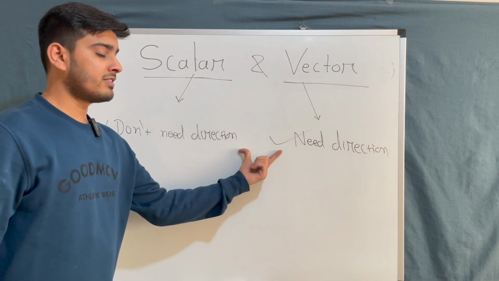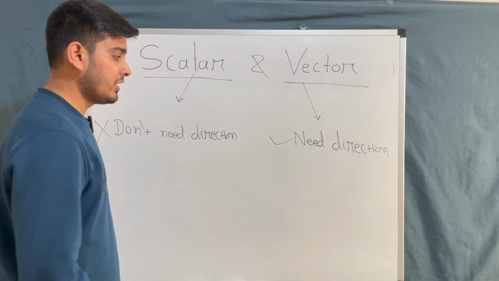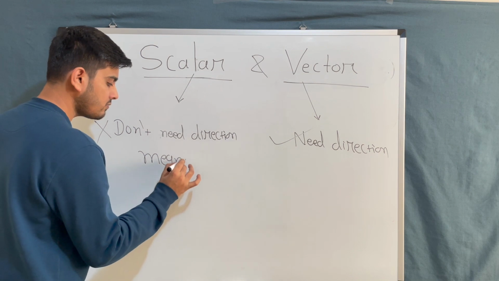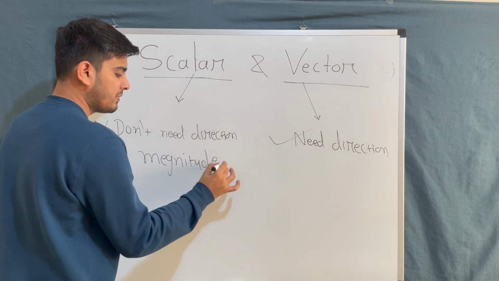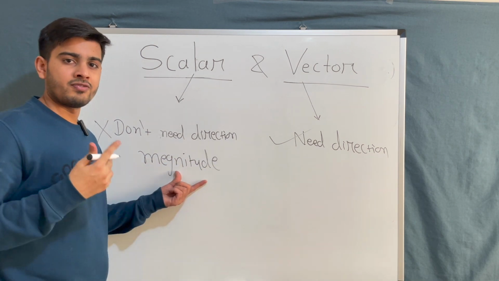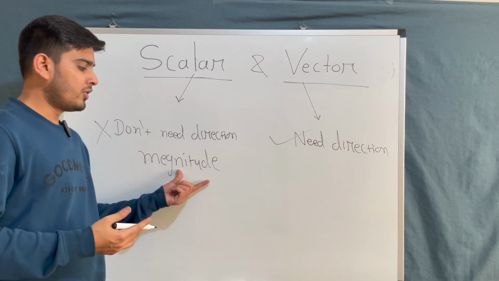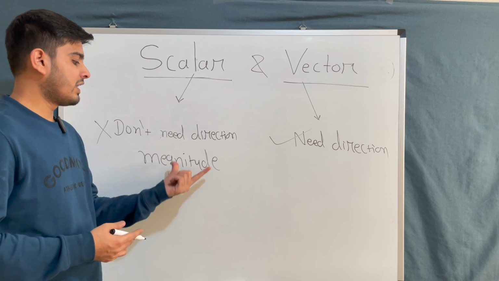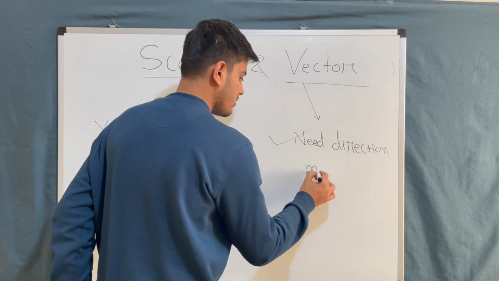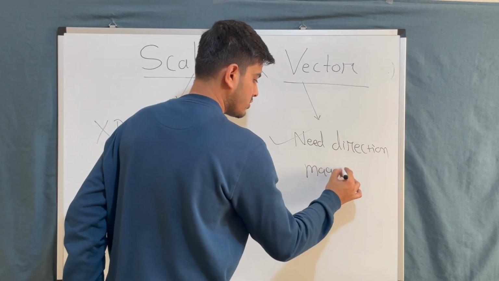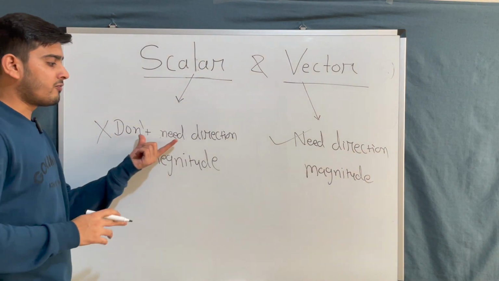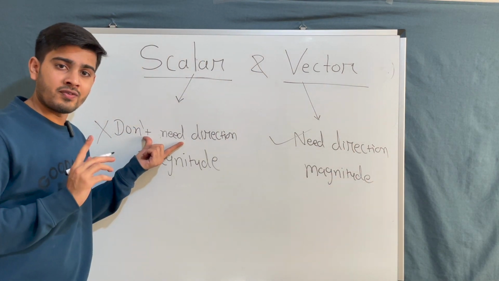Both scalar and vector quantities have one thing in common: magnitude. So both need magnitude. Magnitude means numerical value. Let's say 50, 30, 40. We know any physical quantity needs magnitude. So magnitude is there in scalar quantities as well as vector quantities. So direction is the first major difference between scalar and vector quantities.